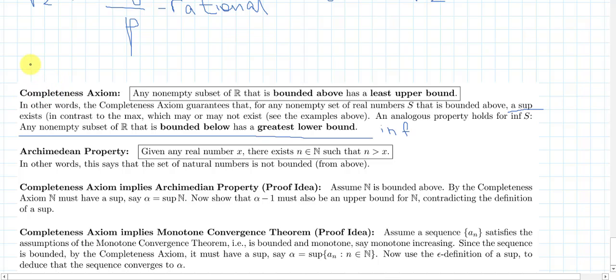And the next one, the completeness axiom implies the Archimedean property. And here we have the proof idea. Assume N is bounded above, and by the completeness axiom, N must have a supremum. Say alpha is the supremum of this set. Show that alpha minus 1 must also be an upper bound for N, contradicting the definition of a supremum.